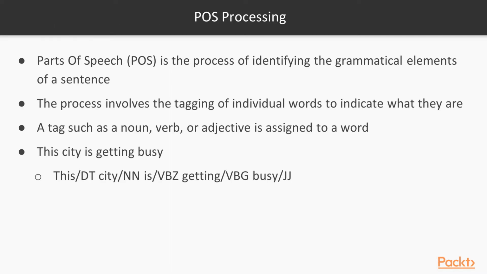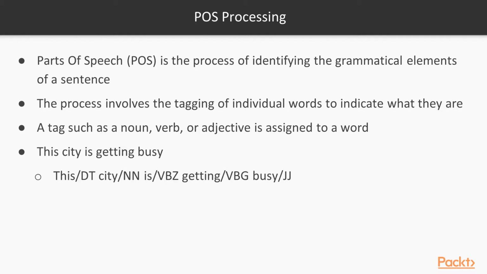Parts of speech refers to the individual words of a sentence and more specifically the type of word being used. For example, the word is a verb or a noun. We are interested in identifying the grammatical elements of a sentence. So parts of speech processing is done one sentence at a time. The process involves tagging individual words. Tagging is the process of applying a particular meaning, if you like, to an individual word of a sentence. A tag can be things such as a noun, verb, adjective. Each word in a sentence is assigned a tag.